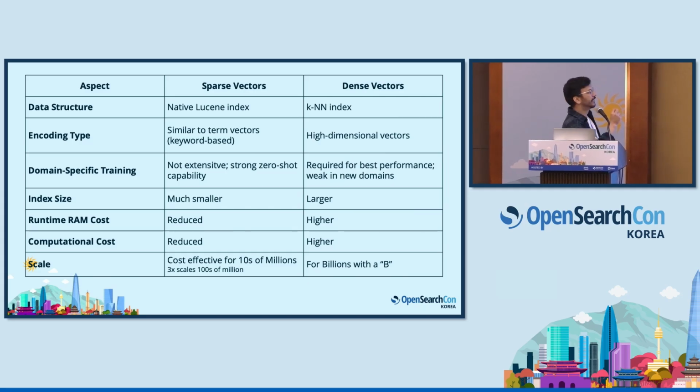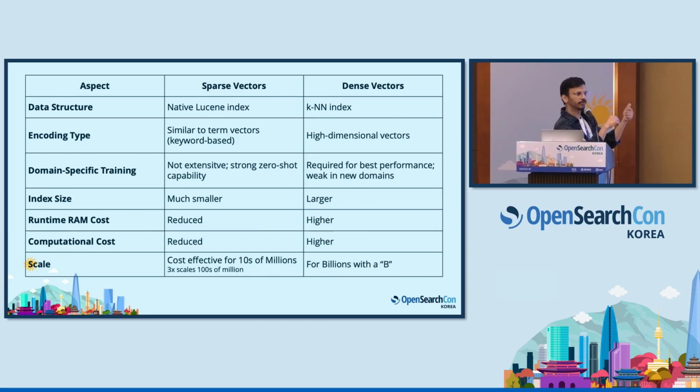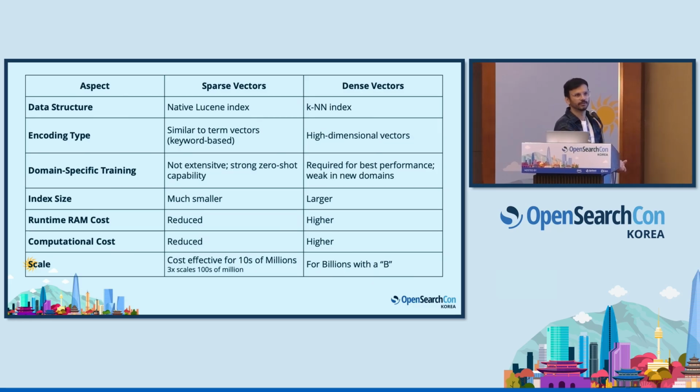is ingrained within the native Lucene index. It's not a separate KNN index. It's a native Lucene index, and because of this, the index size is much smaller compared to dense vectors. And because the index size is much smaller, the amount of memory and CPU you need also goes down. And that's why it's known as the budget-friendly semantic search approach.